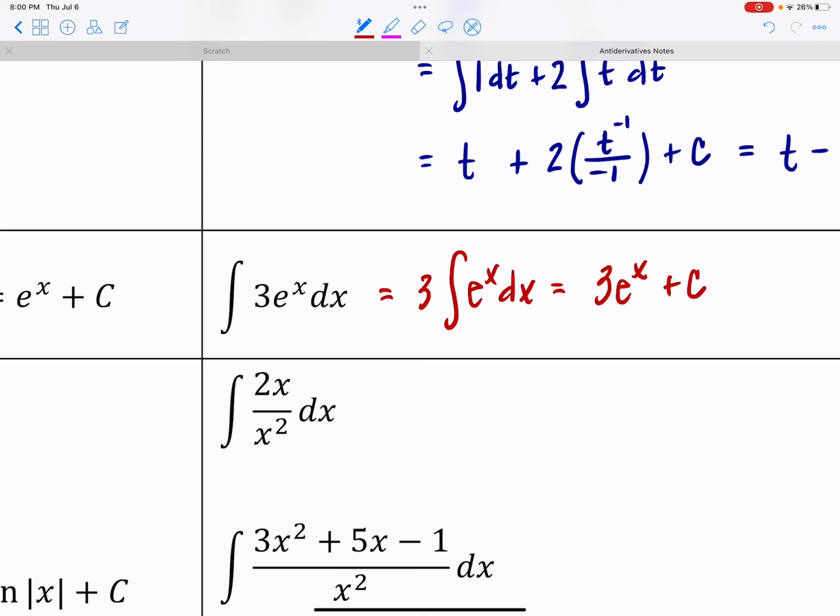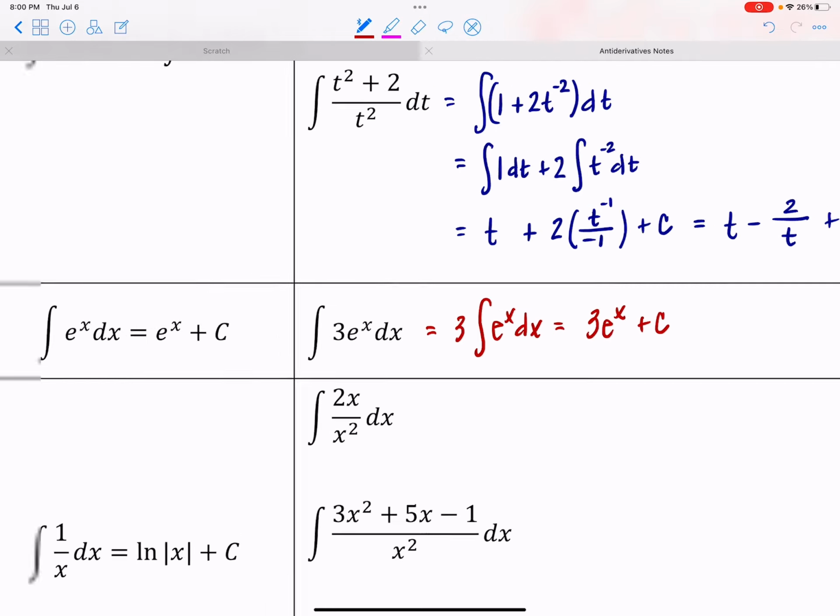3 times the integral of e to the x is just going to be 3 times e to the x plus c. Okay, so if the derivative of e to the x is e to the x, then the integral of e to the x is e to the x. If it's being multiplied by 3, then multiply by 3. All right, that was easy, piece of cake.